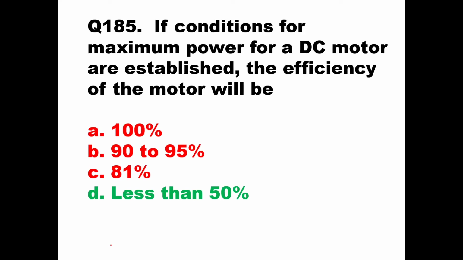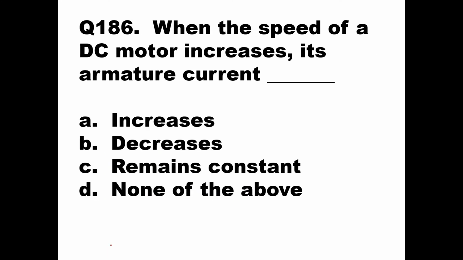So, if conditions for maximum power for a DC motor are established, the efficiency of the motor will be less than 50%. Okay, then we'll go to the next question.